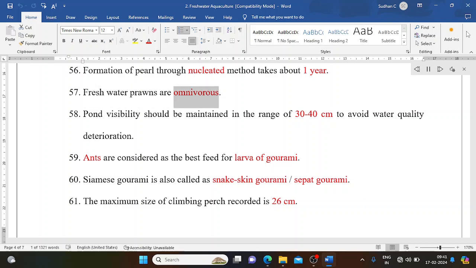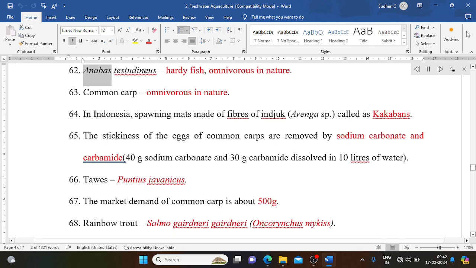Freshwater prawns are omnivorous. Pond visibility should be maintained in the range of 30 to 40 centimeters to avoid water quality deterioration. Ants are considered the best feed for larvae of gourami. Siamese gourami is also called snakeskin gourami/sepat gourami. The maximum size of climbing perch recorded is 26 centimeters. Anabas testudineus, hardy fish, omnivorous in nature. Common carp, omnivorous in nature.